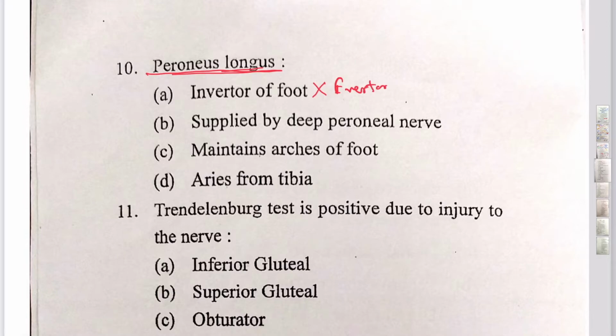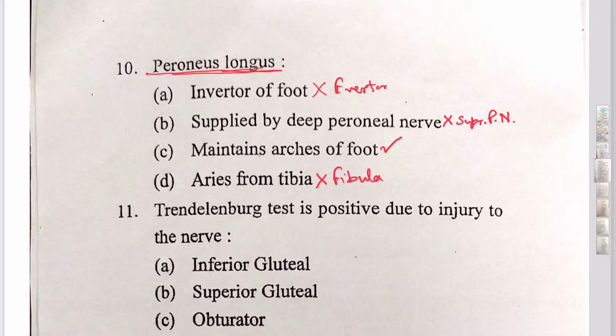Supplied by deep peroneal nerve? No, it is supplied by superficial peroneal nerve or fibular nerve. So international publishers write it as superficial and deep fibular nerve. Then, maintains the arches of foot. Yes, of course, it maintains the arches of foot. It arises from tibia? No, it arises from fibula, lateral surface.